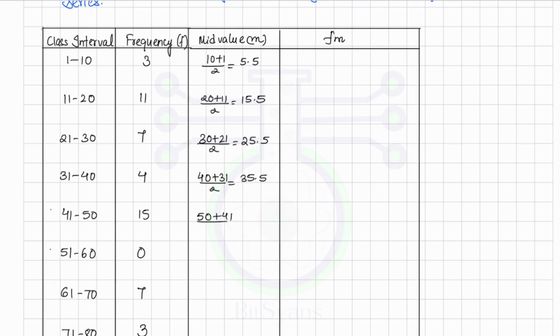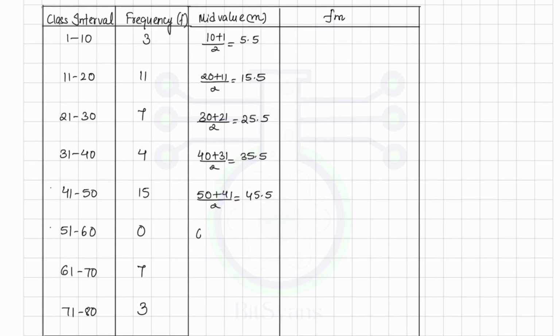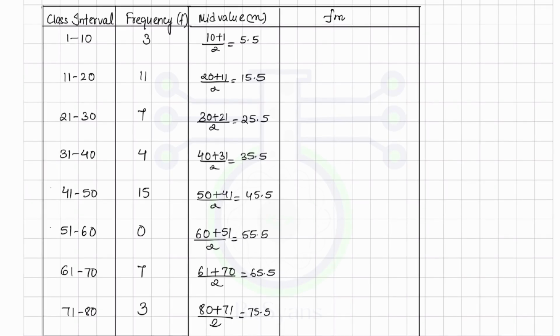50 plus 41 by 2 equals 45.5. 60 plus 51 by 2 is equal to 55.5. 70 plus 61 by 2 is equal to 65.5. 80 plus 71 by 2 is equal to 75.5. In order to find FM, we need to multiply the frequency and the midpoint value. You can pause the video and solve it on your own.